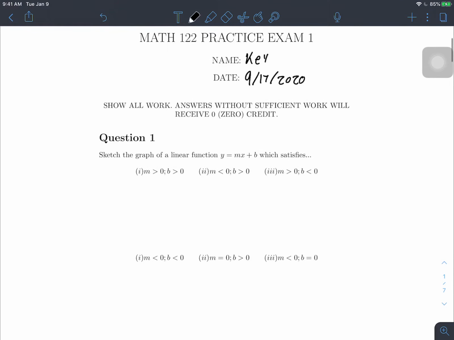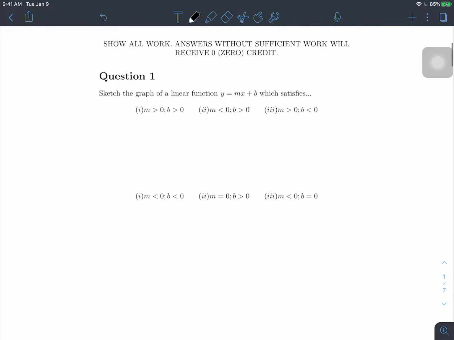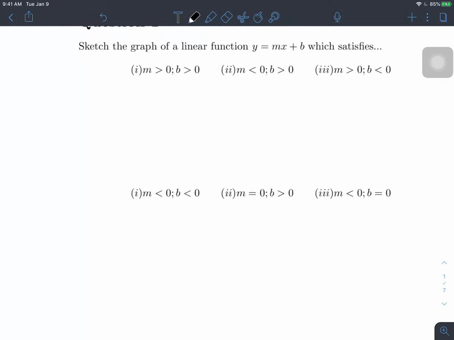So this first question asks us to sketch the graph of some different functions. They're all linear functions, and they tell us whether or not the slope and y-intercept are positive, negative, or 0 in some other cases. So let's start with the first one.